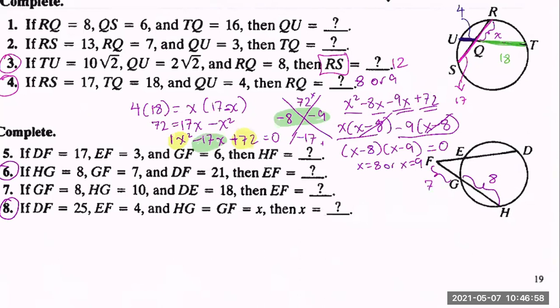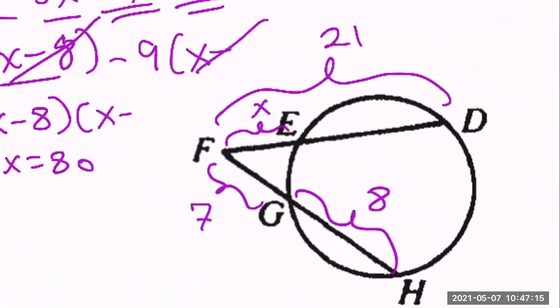This one always tricks students, like this one property. So I'm going to erase this for now. Let's see. So you have DF is 21, and I'll explain why it tricks kids. And then the question is, what is EF, which we'll call X. Let me zoom in on this.